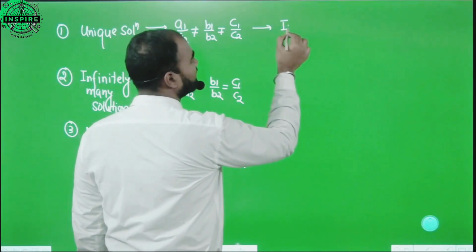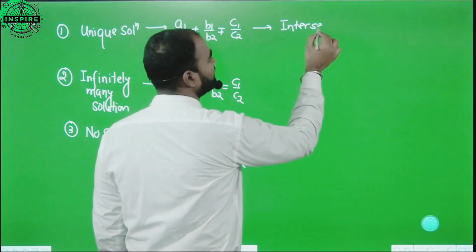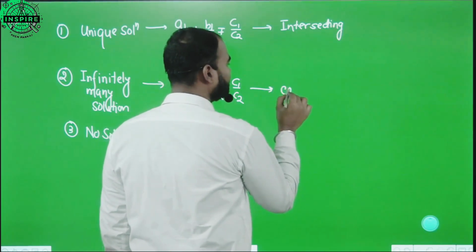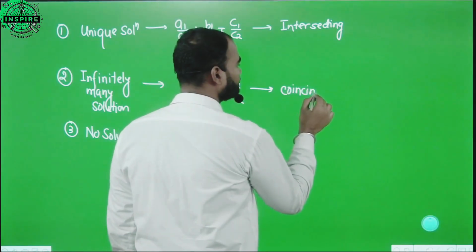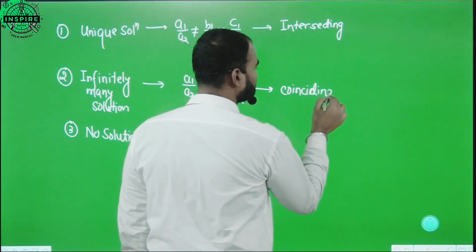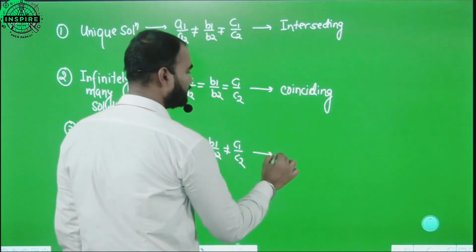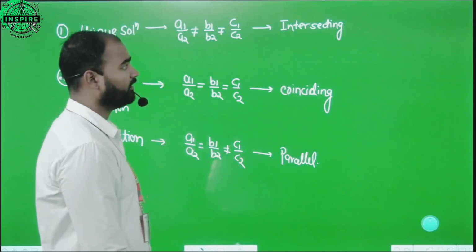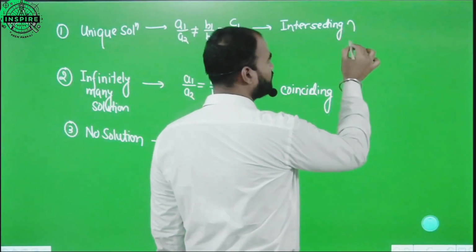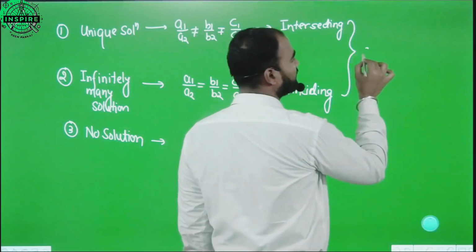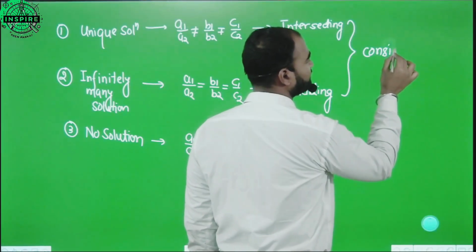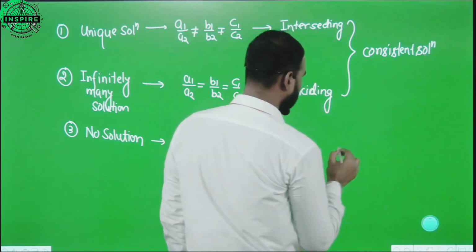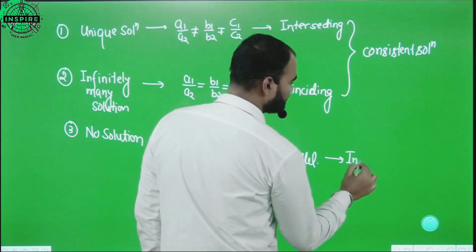These lines are intersecting. These lines are coinciding. And these lines are parallel. Okay, these two conditions are called consistent solutions. And this is called an inconsistent solution.